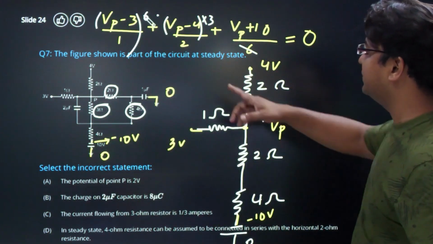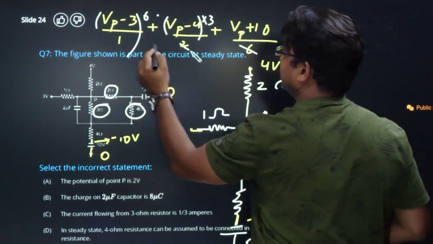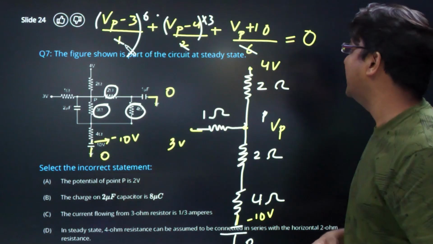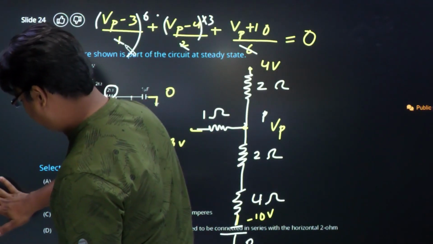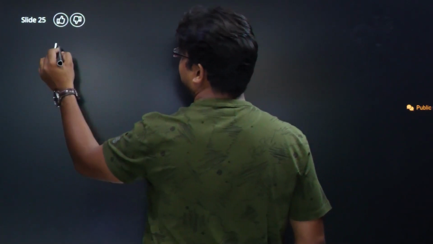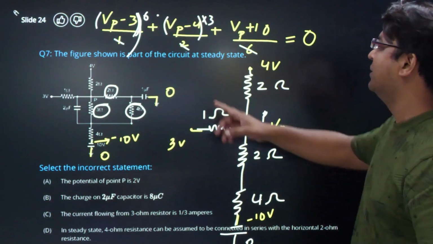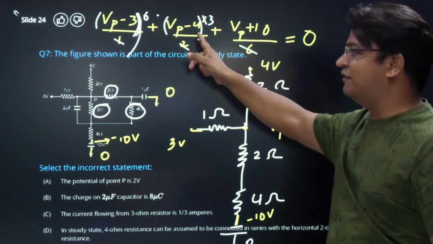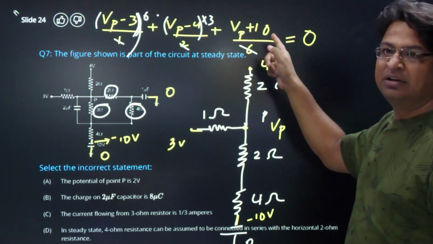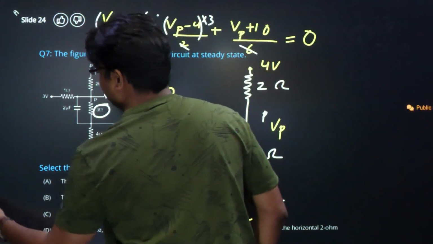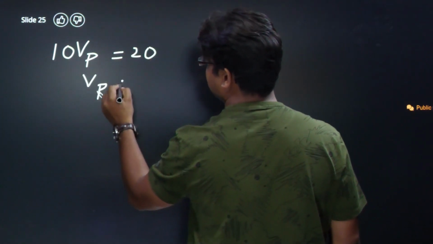So this will then become 6 Vp plus 3 Vp. This 2 has got cancelled, so 6 plus 3, 9 plus 1, 10 Vp. I'll do it on the next page now. So we are getting 10 Vp, and minus 18 minus 12, so that's minus 30, plus 10. Minus 20 will go on the other side, so it is equal to 20. So we get Vp as 2 volt.